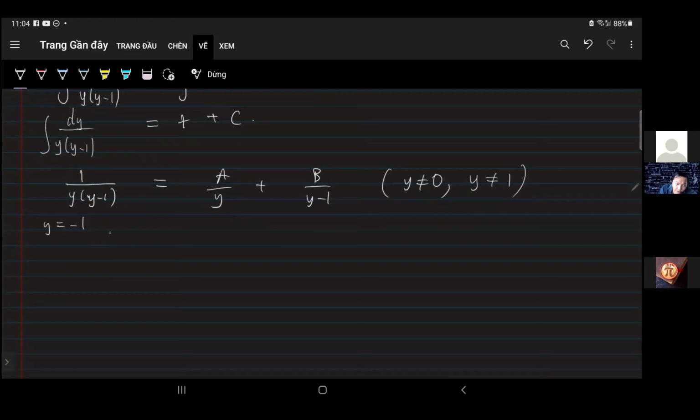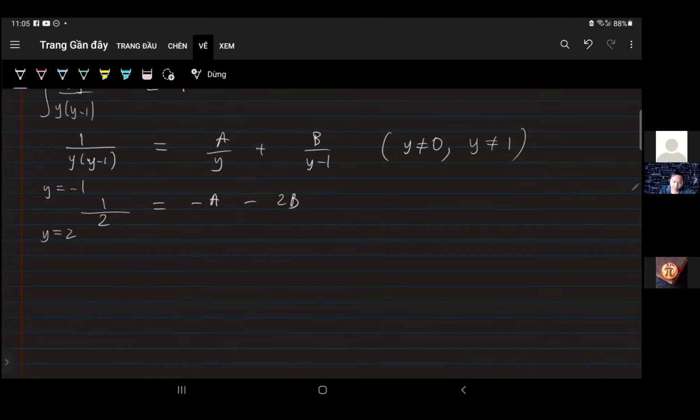If you plug in -1 on the left, you have 1. -1 times -2 is 2, right? F equal to -a minus 2b, right? So I have the first equation. Very good. So now I choose y equal to 2.